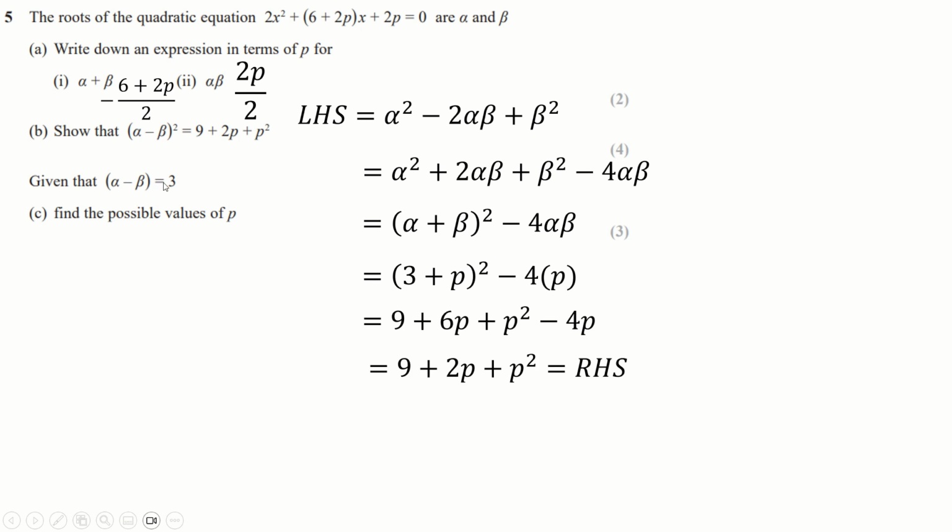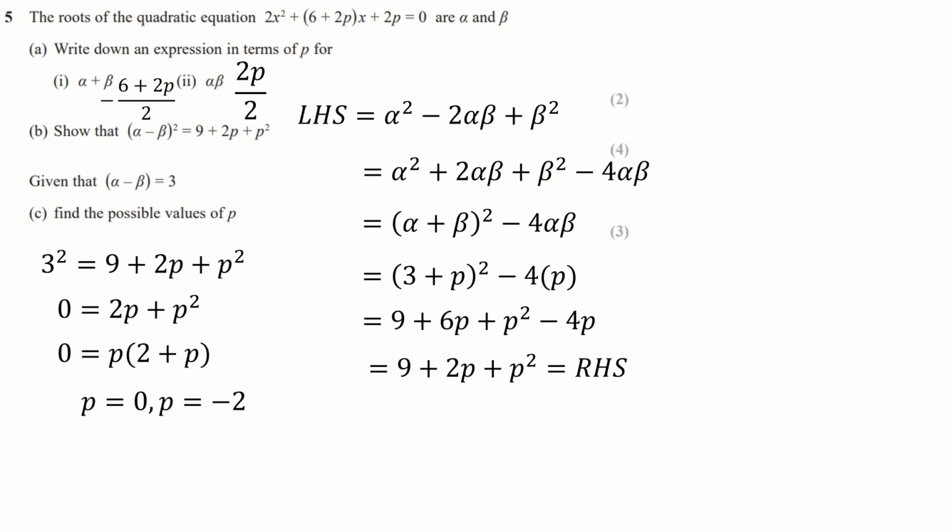Given a minus b is 3, that means this is 3. So 3 squared equals this. The 9's cancel. So either p is 0 or p is minus 2. And those would be our answers.